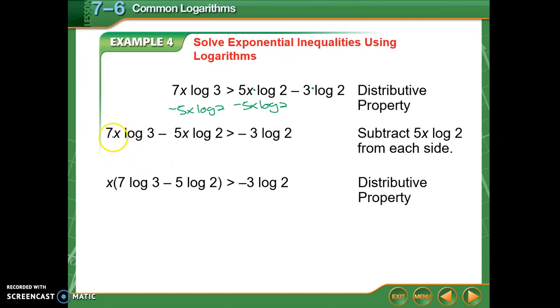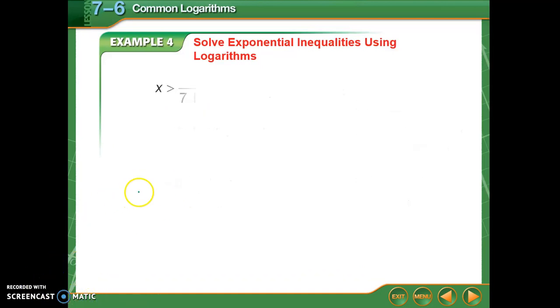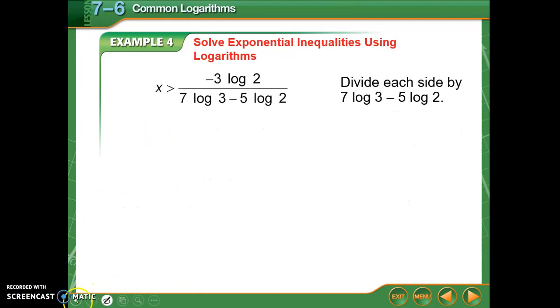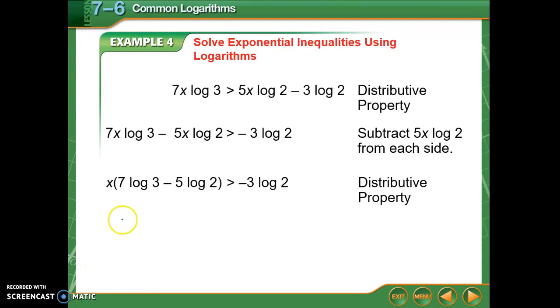Why? Because notice here this is 7 times x times the logarithm of 3, 5 times x times the logarithm of 2. I'm going to factor out my x, and that leaves me with 7 log of 3 minus 5 log of 2 inside. Now this is x times this entire thing. So I'm going to divide both sides by that big long expression that we have. I'll show you what it looks like here. So I'm dividing by 7 logarithm of 3 minus 5 logarithm of 2.